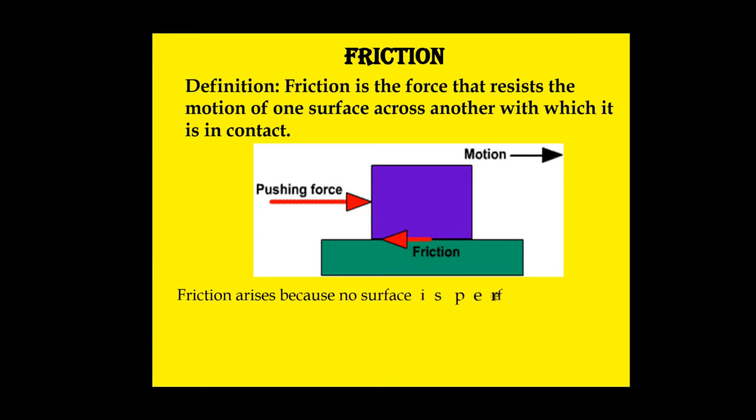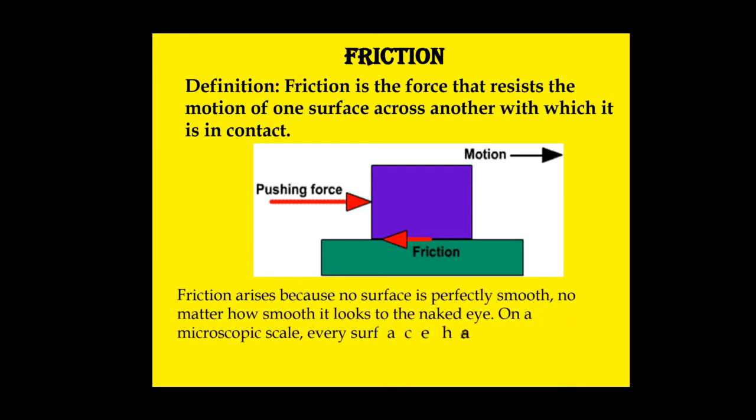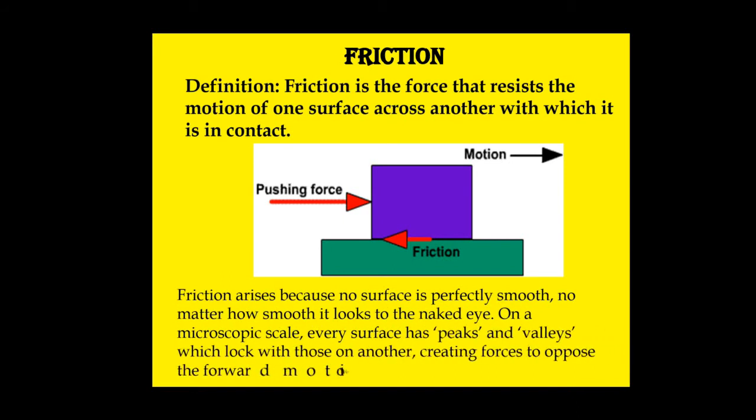And friction arises because no surface is perfectly smooth, no matter how smooth it looks to the naked eye. On a microscopic scale, every surface has peaks and valleys which lock with those on another, creating forces to oppose the forward motion which is being pushed.